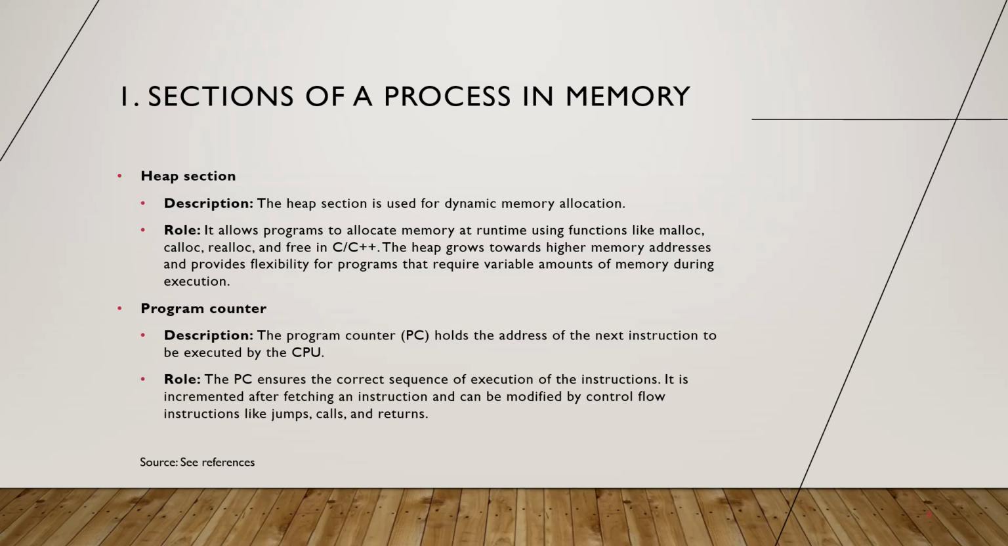Program counter. The program counter holds the address of the next instruction to be executed by the CPU. The program counter ensures the correct sequence of execution of the instructions. It's incremented after fetching an instruction and can be modified by control flow instructions like jumps, calls, and returns.